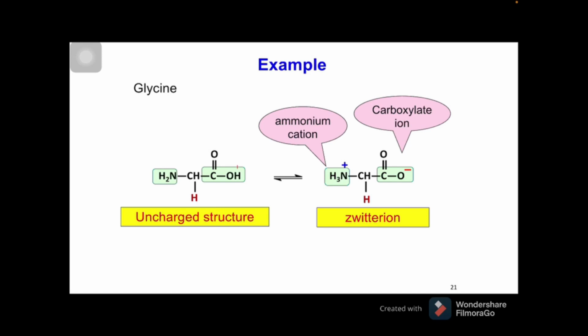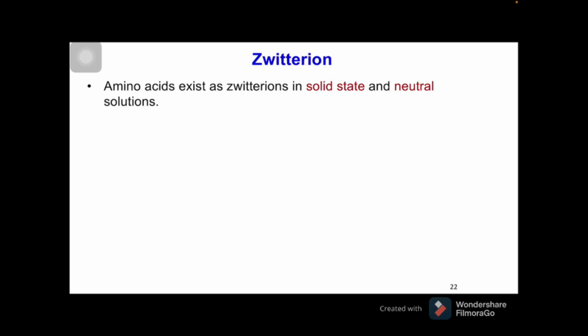When glycine forms the Zwitterion, the proton transfers, that means one hydrogen will transfer to the amino group. So it will be ammonium cation, NH3+, and carboxylate ion, C double bond O negative. Amino acid exists as the Zwitterion in solid state and neutral solution.